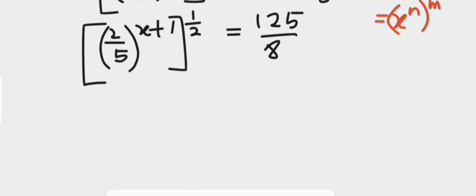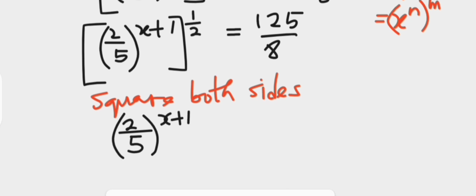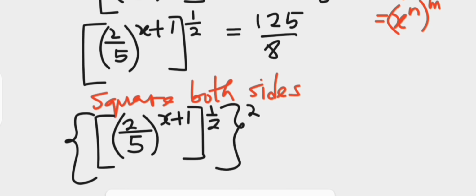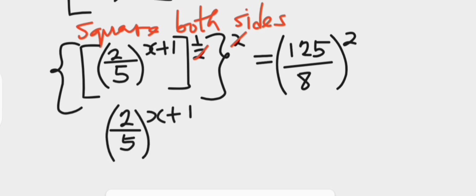Then in order to clear the fractional exponent on the left-hand side, we can square both sides. When we square both sides, the left-hand side becomes (2/5) raised to power x plus 1, raised to power half, then raised to power 2 by squaring it. And the right-hand side becomes (125/8) raised to power 2. So that on the left-hand side, the 2 is going to cancel out the half. And that leaves us with (2/5) raised to power x plus 1. The fraction successfully taken out.